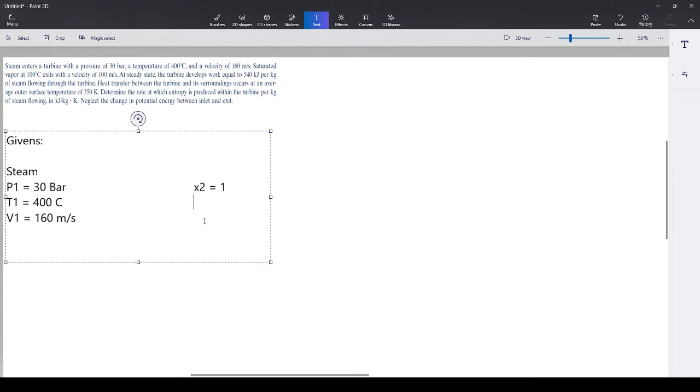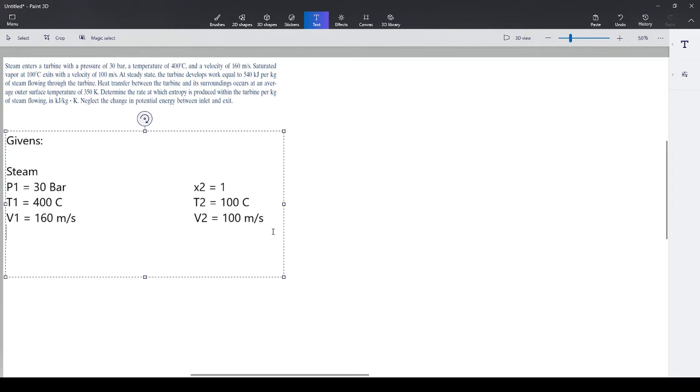And you will get used to these because this is how they will look in Thermo 2. We want to spend some time here. And then it says T2. So they said that with a temperature of 100 C. And then we also have a velocity, so V2 of 100 meters per second. And then they gave us some things that are not state-based. They gave us work. So it says at steady state, the turbine develops work equal to 540 kilojoules per kilogram. So they gave us work per mass is equal to 540 kilojoules per kilogram of steam flowing through the turbine. So that is the work.